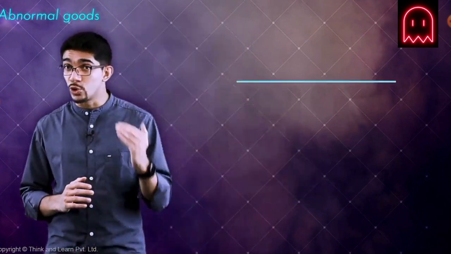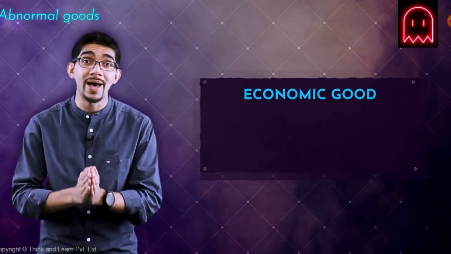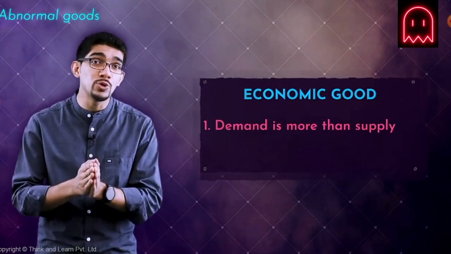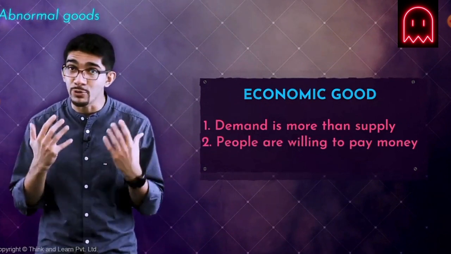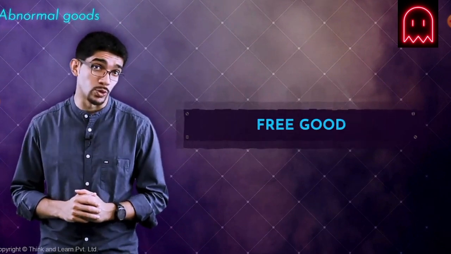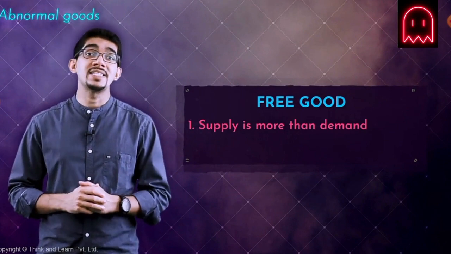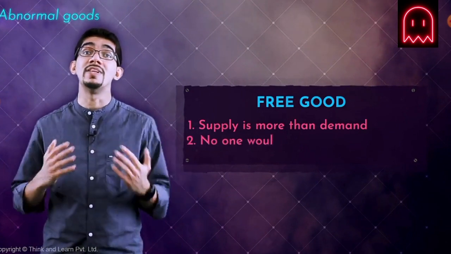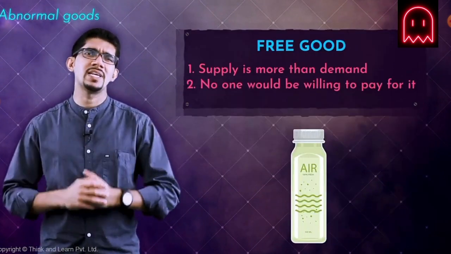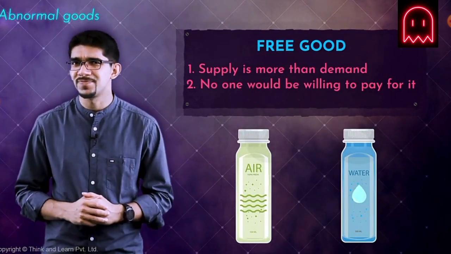Let us look at a few other types of economic goods as well. Economic goods, free goods, and economic bads. In economics, we call any scarce good, that is, where demand is more than supply, which has value and for which people are willing to pay money to acquire, as economic goods. A non-economic good or a free good is something which is not scarce, hence supply is more than demand. So the prices are zero, i.e. no one would be willing to pay for it. Air is a typical example of this. Even water used to be a good example, but not nowadays, right?